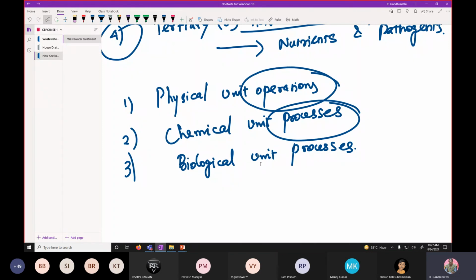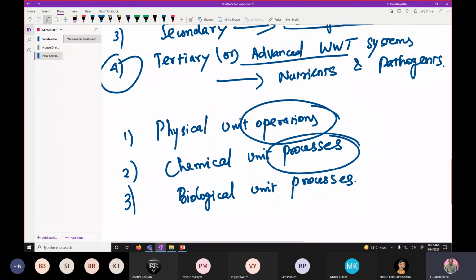Is it clear? Operations means you are not adding anything; only the physical forces are responsible for the removal of the contaminants or constituents from the wastewater. Whereas in chemical and biological processes, other than physical operations, you have to add certain chemicals or depend on microorganisms for the removal of the constituents. That is called the processes.